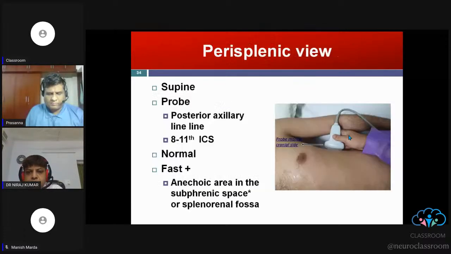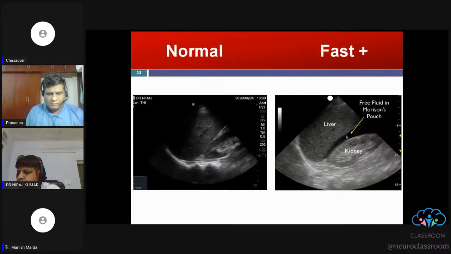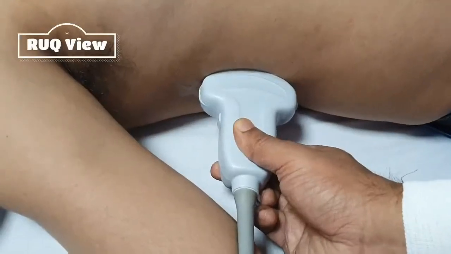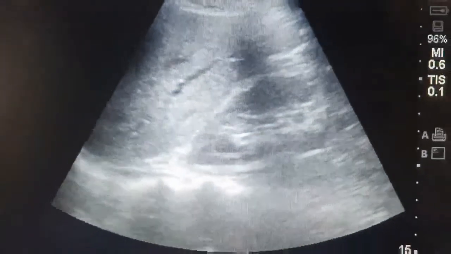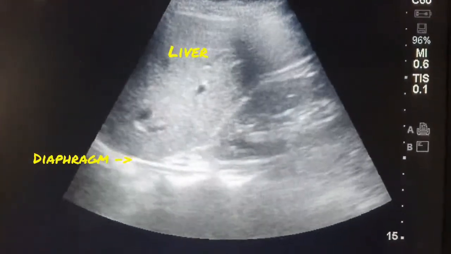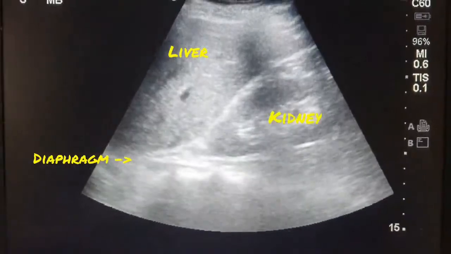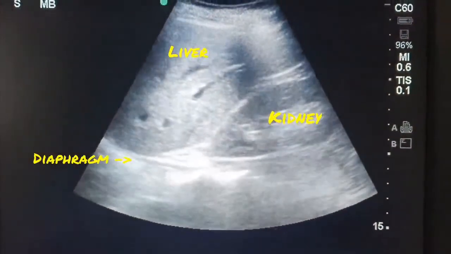So we have a video for this FAST examination. This is the right upper quadrant view of the FAST examination. We are using a curvilinear probe, and we are seeing the hepatorenal space, also called Morrison's pouch, and we can see that there is no fluid collection within the Morrison's pouch.